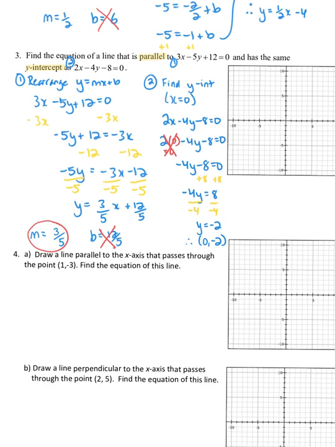So now we know the slope of the equation and the b value, because we have the y-intercept. The slope came from the first equation, the b value came from the second equation. So we can say the equation of our new line is y equals 3 over 5x minus 2.